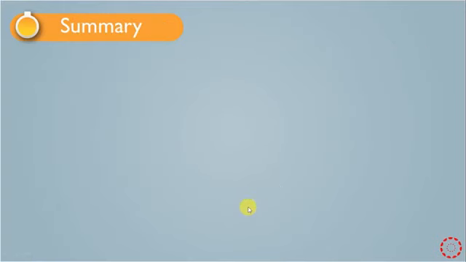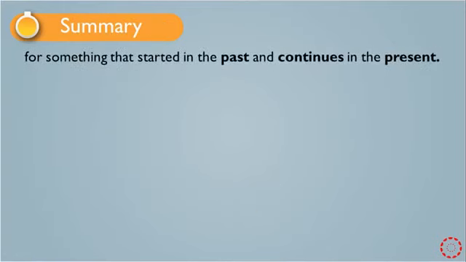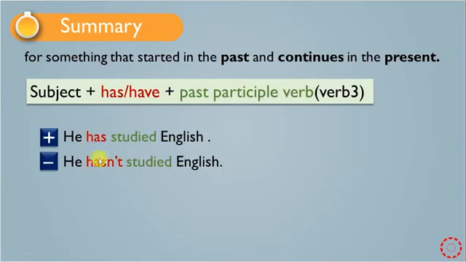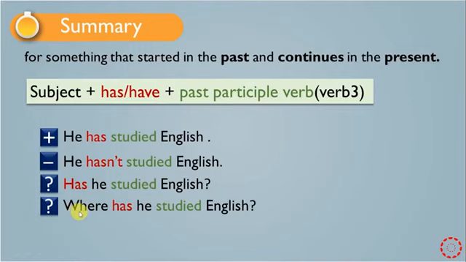The summary: we use present perfect for something that started in the past and continues in the present. This is the general rule of present perfect. We have has and have, and then we have the past participle of the verb. We have these examples. This is the positive one. He has studied English. And the negative one is he hasn't studied English. The question one, we add has at the beginning. We say, has he studied English? And this is the question form with a WH question. We say, where has she studied English?